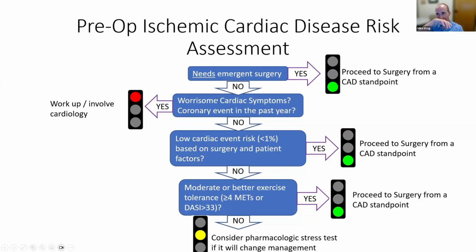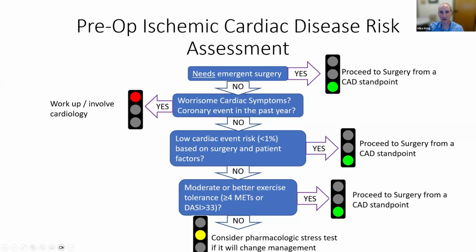All right. Have they had worrisome cardiac symptoms, where you would work that up anyways? Or have they had a coronary event in the last year? Ooh, that's high risk. You're going to get cardiology involved in that, if at all possible. If they have low cardiac event risk, less than 1% based on surgery and patient factors, then you're okay to proceed, because even if their risk is 0.8, and even if you can get it to 0.75 if you do some things for 6 months, that's probably not worth it. You're going to move forward.